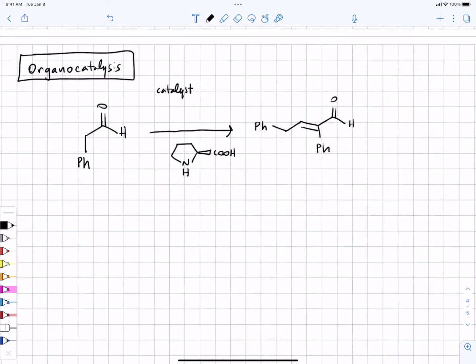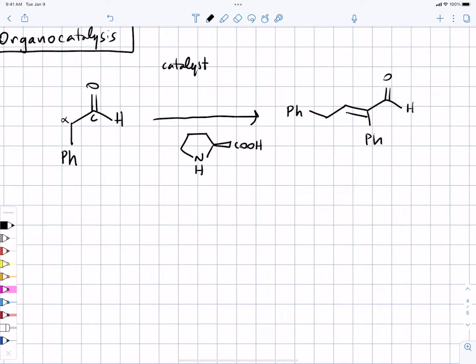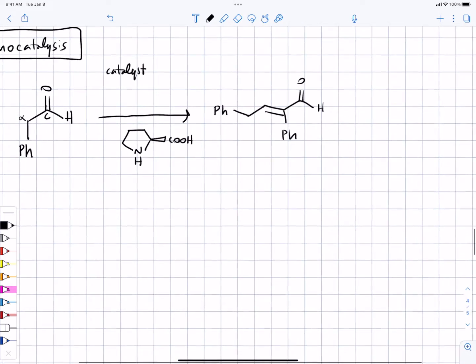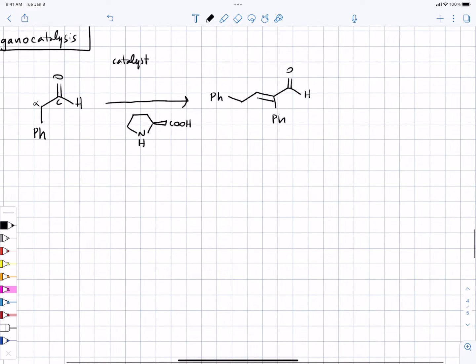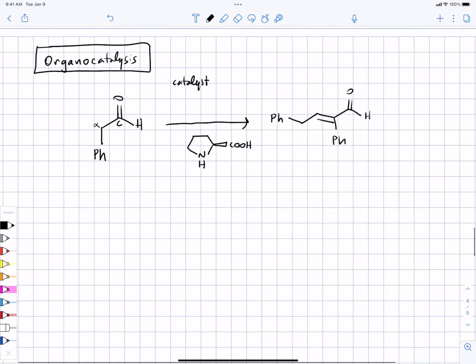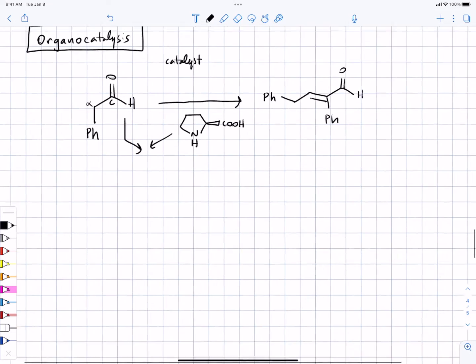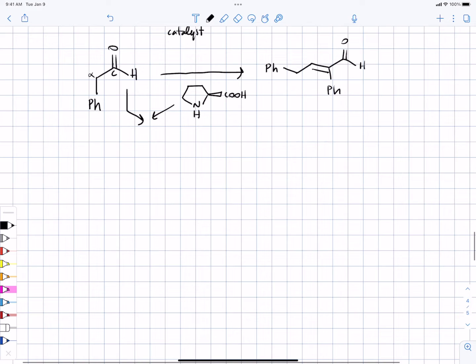I don't know. But in the early days, proof of principle was enough to be interesting. So what would happen is that you'd have the amino group of proline form an iminium ion with the aldehyde.